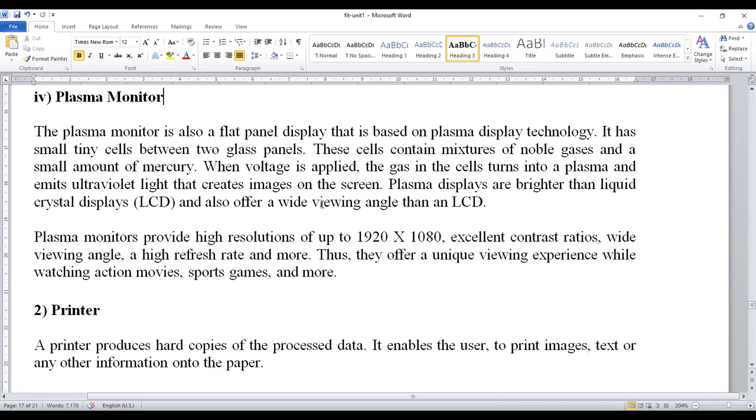While watching action movies, sports games, and more, the plasma monitor gives a much brighter picture when compared to LCDs and LEDs. So we'll have a look at these plasma monitors.